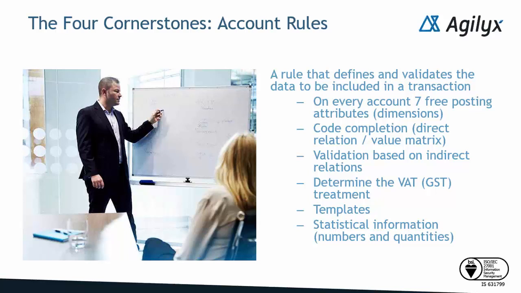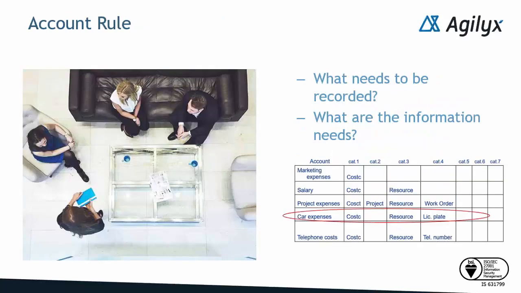Templates. You could have templates on the account rules. You could also have statistical information, numbers and quantities. So it doesn't always have to be a financial account rule. It can also be statistical information. For some people, you might need student numbers or employee numbers or similar kinds of things. So this just tells you what needs to be recorded, how an account rule looks, and what the information needs are.